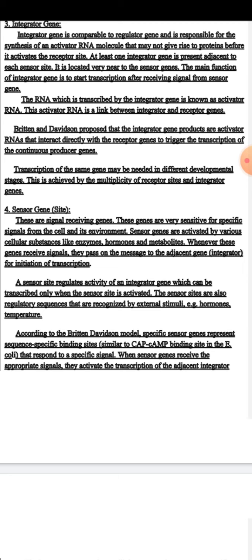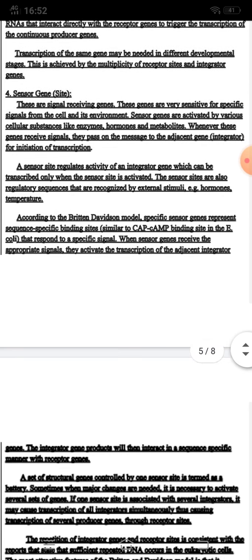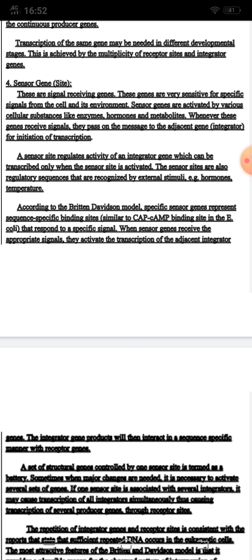The sensor sites are also regulatory sequences that are recognized by external stimuli like hormones, metal ions, temperature, enzymes, and so on. So according to the Britton-Davidson model, specific sensor genes represent sequence-specific binding sites similar to the CAMP binding site, that is similar to the CAP bound with the CAMP, cyclic adenosine monophosphate, binding site in E. coli that responds to a specific signal.